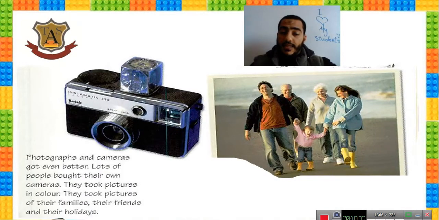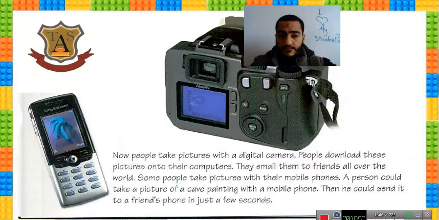Photographs and cameras got even better. Lots of people bought their own cameras. They took pictures in color. They took pictures of their families, their friends, and their holidays. Nowadays, people take pictures with a digital camera. People download these pictures onto their computers. They email them. Email means send them by email. They email them to friends all over the world by the internet.